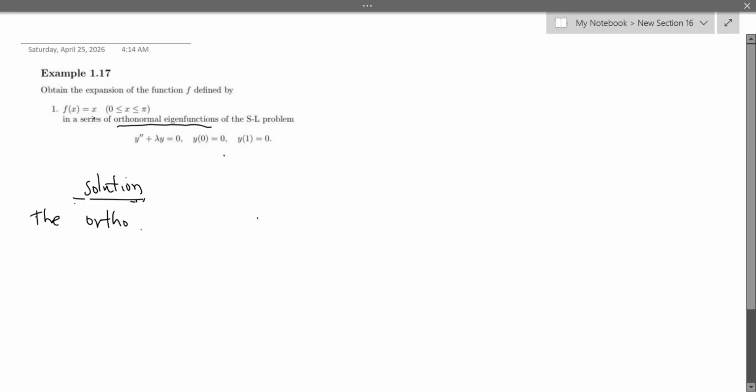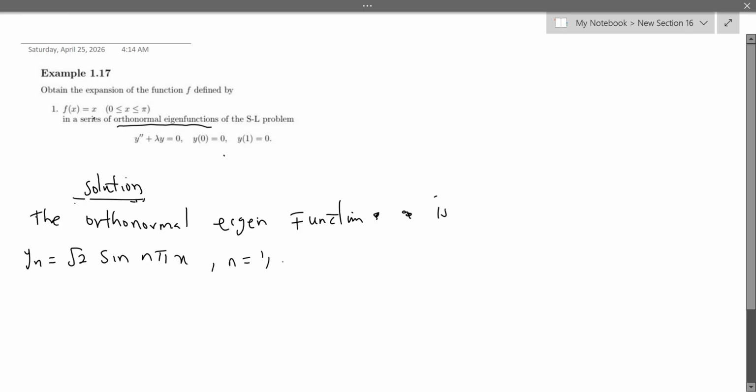The orthonormal eigenfunctions are what? The orthonormal eigenfunction is y of n equals root 2 sine n pi x, for n equals 1, 2, 3. So this is the orthonormal eigenfunction.